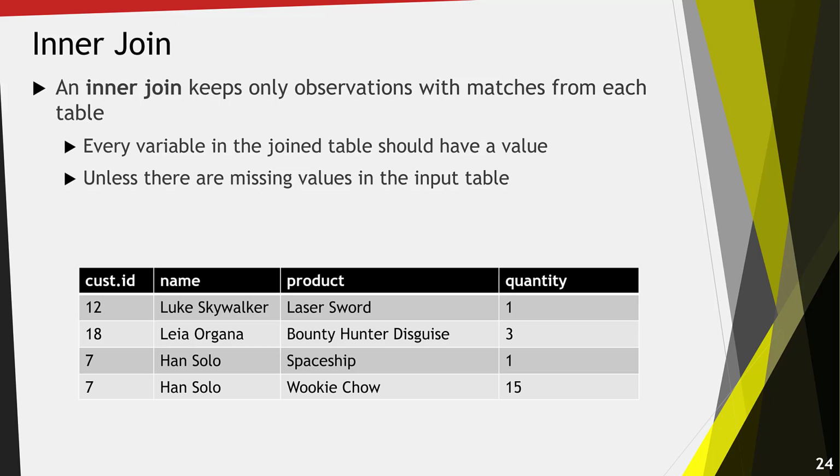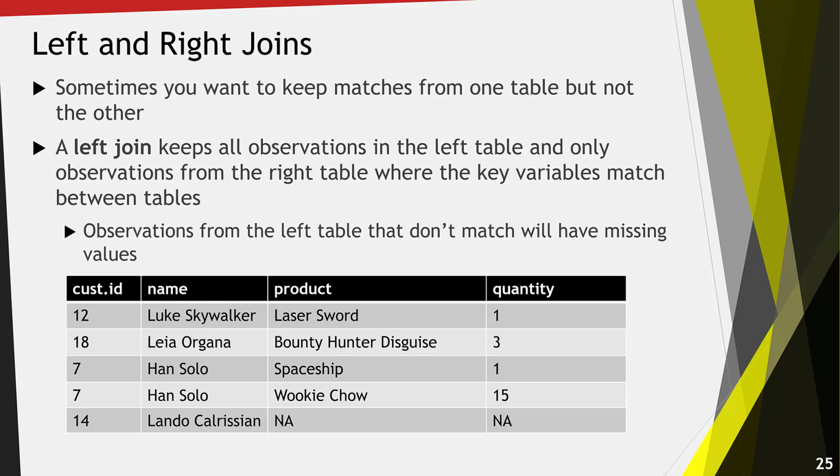In contrast, an inner join only keeps observations with matches from each table. This means that in the resulting table, the customer ID occurs in both the orders table and the products table. So each variable in the join table should have a value unless there is missing information in one of your input tables.